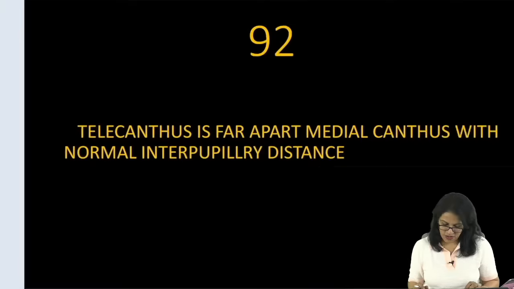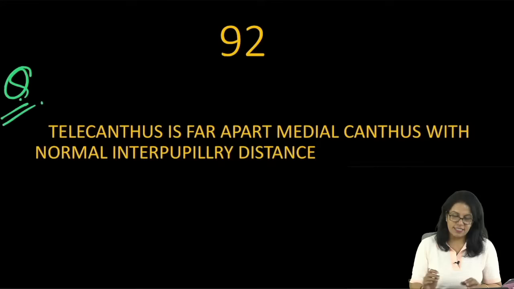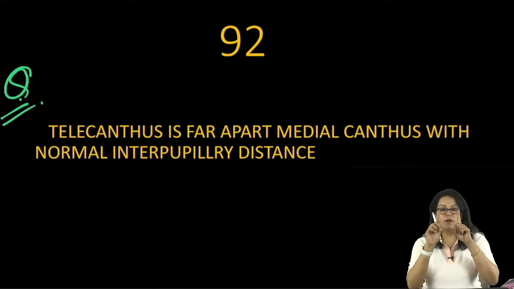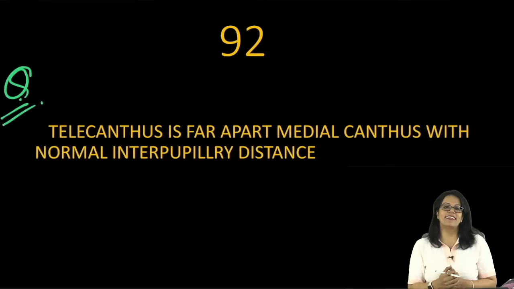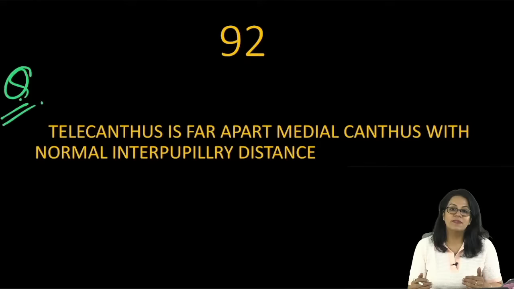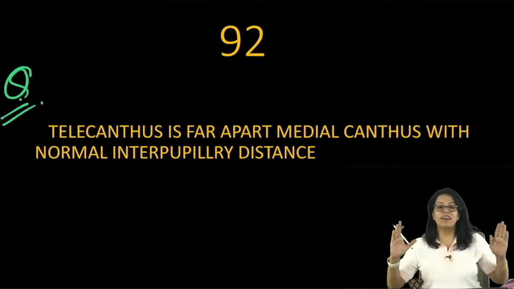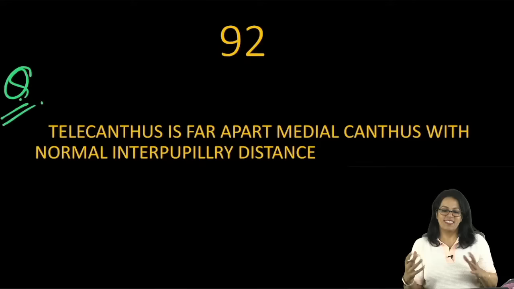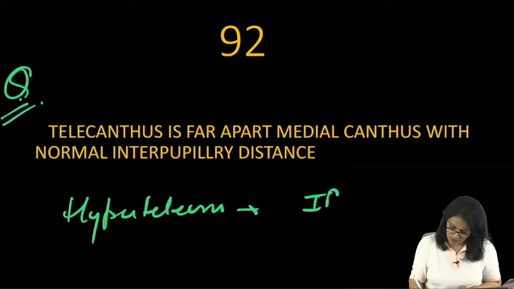Next point is telecanthus. This is again a very important INI-CET question. How do you differentiate telecanthus from hypertelorism? In telecanthus, the interpupillary distance is normal. It's only a soft tissue problem, a long medial canthal ligament. And what is hypertelorism? The two medial walls are far apart, with a broad nasal bridge. When the medial walls are far apart, the interpupillary distance will be more. So you will learn hypertelorism means interpupillary distance is more. It's an important question. Keep this in mind. Okay?